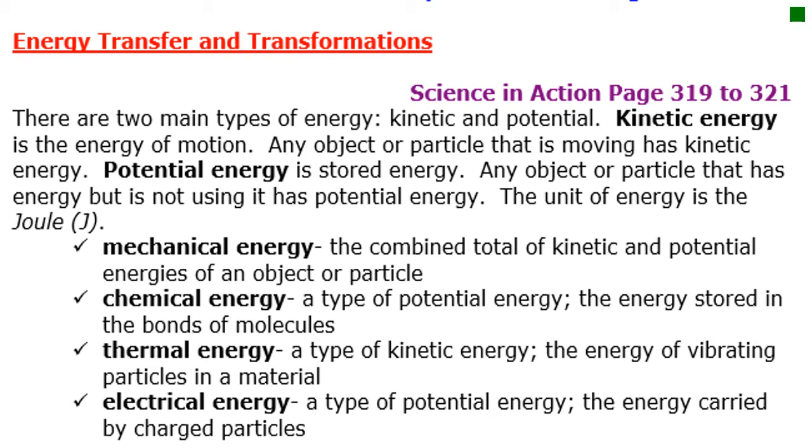Now, mechanical energy, technically speaking, is the combined kinetic and potential energy of an object. There's also chemical energy, thermal energy, and electrical energy. They're all different types of either kinetic or potential energy. Chemical energy, as I said with the food example, is potential energy. Thermal energy is kinetic energy, because as you gain thermal energy, particles move more and more. So that is kinetic energy. And electrical energy is a type of potential energy. It's the energy that's carried by charged particles.